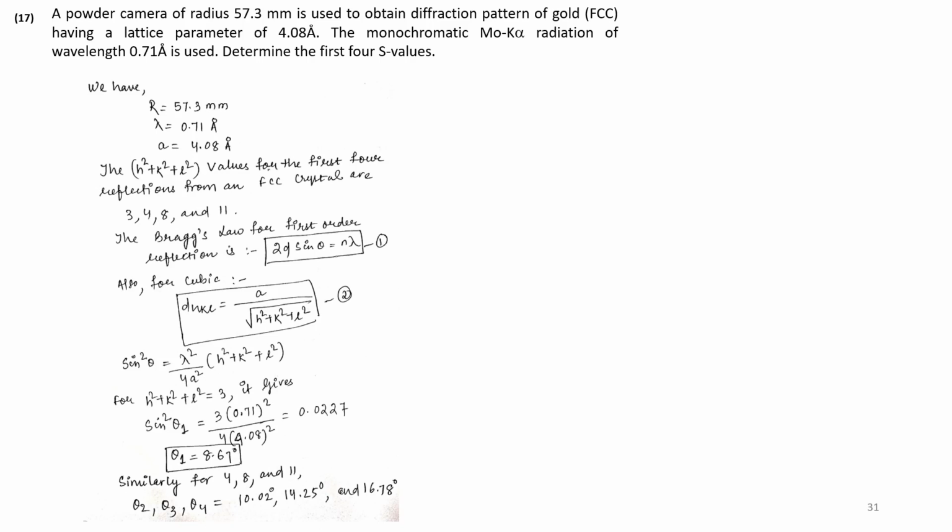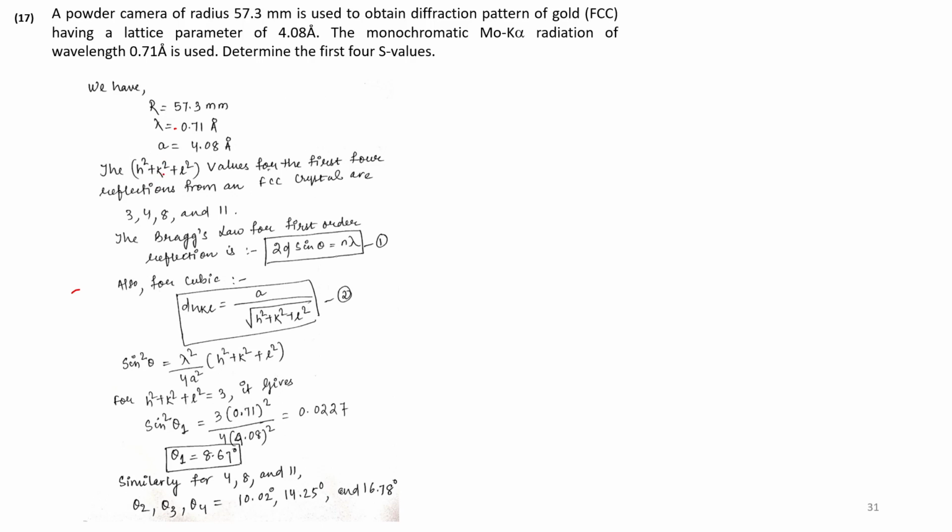We go to the next problem. The powder camera of radius 57.3 millimeter is used to obtain the diffraction pattern of gold having a given lattice parameter. The monochromatic Mo K alpha radiation of wavelength 0.71 angstrom is used. Determine the first four S values. So see here the values which are given: the radius R, lambda and the A value.